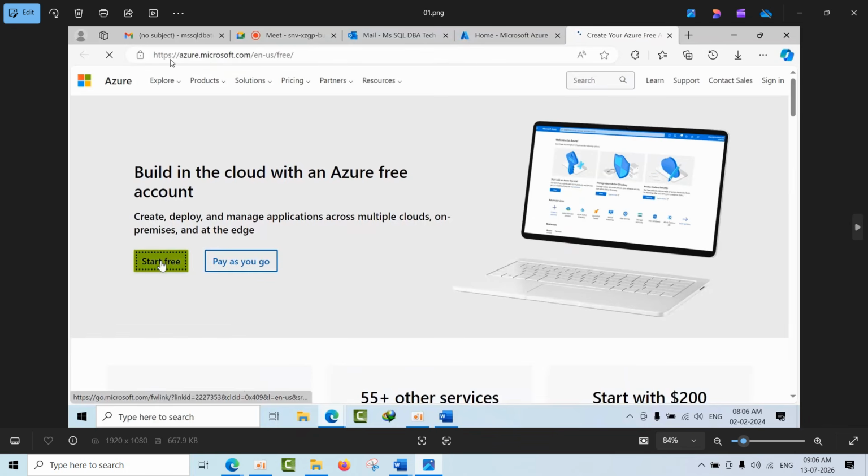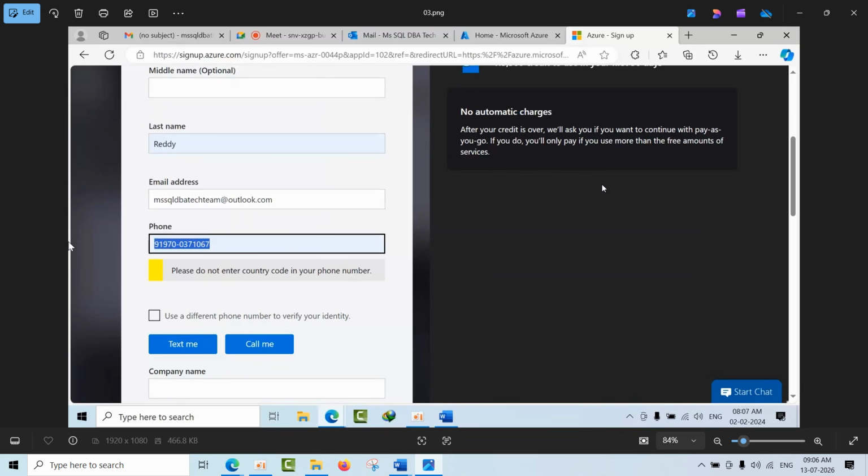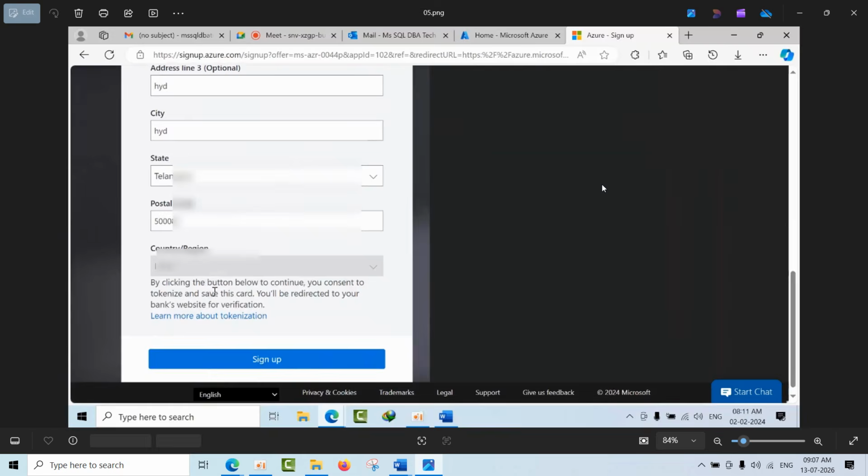Once you visit this URL, azure.microsoft.com/free, we need to start here. Once it is started, you need to fill in your profile with all these details. Once it is done, you will get 13,300 rupees of credits for the next 1 month, and 12 free services for up to 1 year. Once you fill in all the details, it will proceed to the next step, and we need to click sign up.